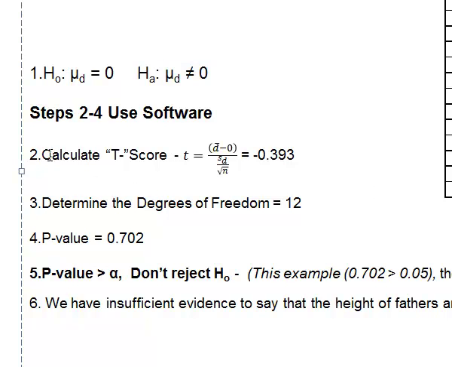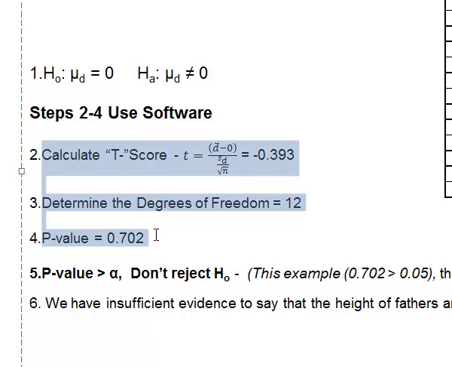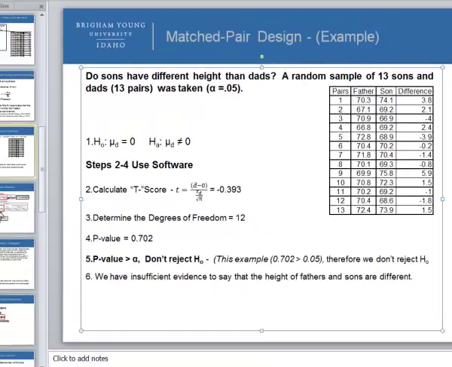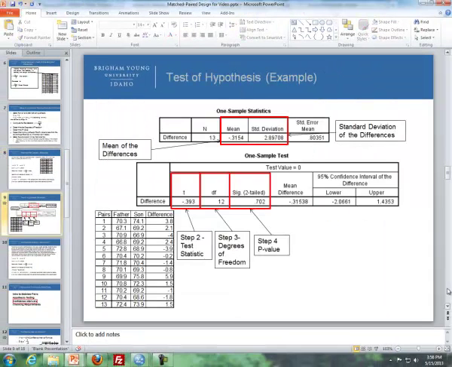Steps 2 through 4, we calculate the test statistic, the degrees of freedom, and the p-value. Here are the results, and you can get them from your output in either Excel or SPSS. On the next slide I have an example from SPSS, which you'll see is similar in Excel. Here we get our test statistic, it's under the T, degrees of freedom is under the DF, and then this is usually, at least in SPSS, the p-value.